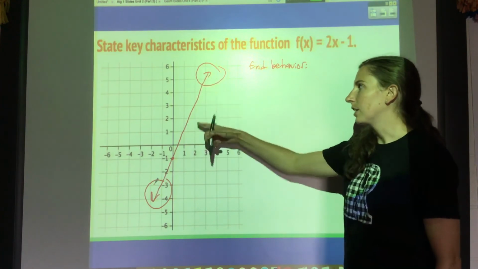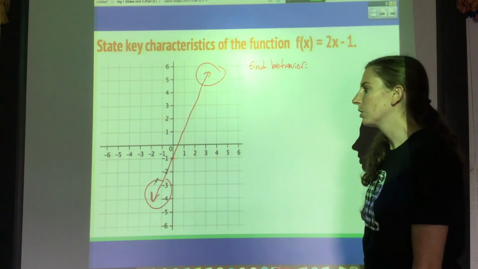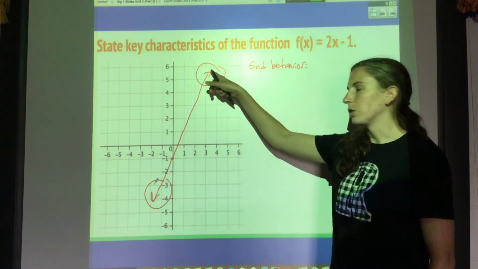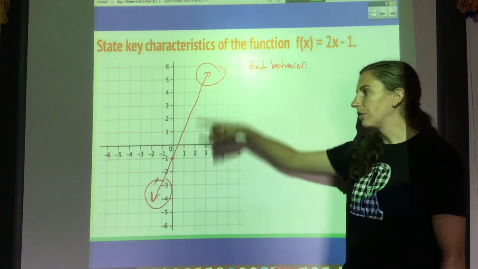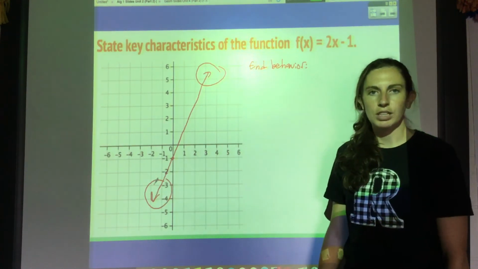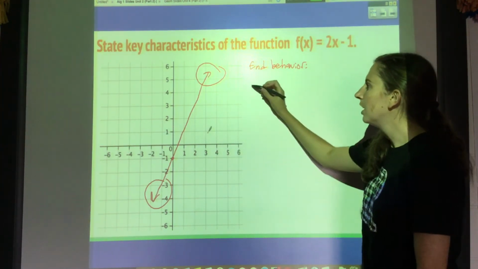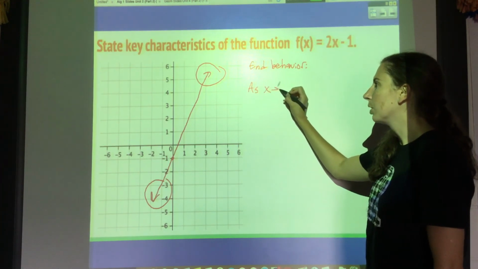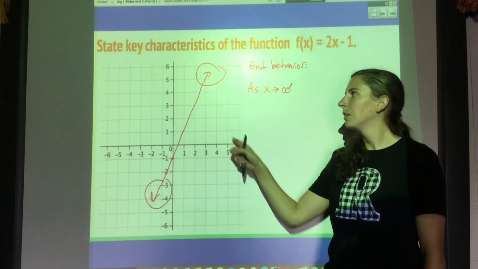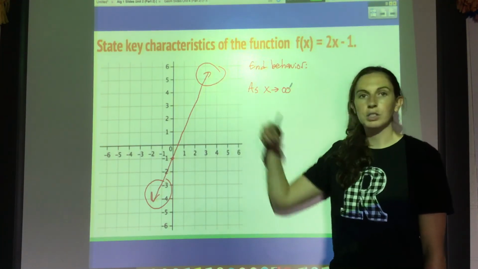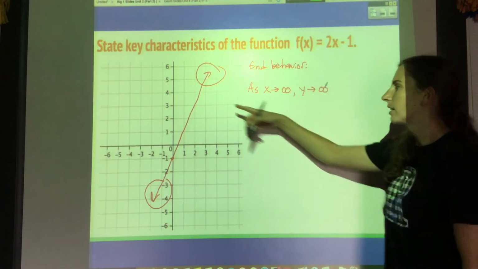On this end, it's going up. On this end, it's going down. To say that in slightly more mathy terms, we might say the y values are increasing and the y values are decreasing. Or the y values are approaching infinity and the y values are approaching negative infinity. Also, a mathier way to say the right side of the graph would be as x approaches infinity. Remember, this just means as we go this way, what's happening? Since the graph is going up, I'll say y is approaching positive infinity because it's going up.